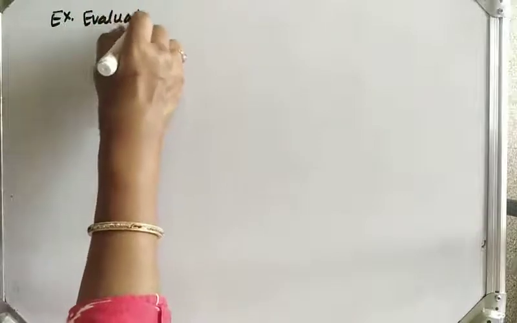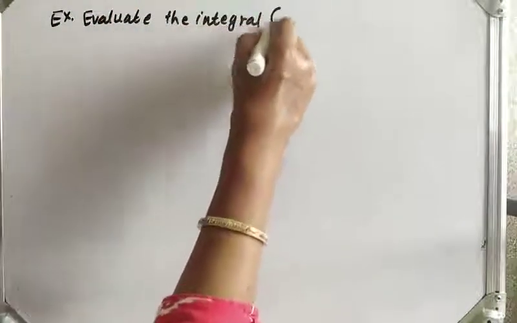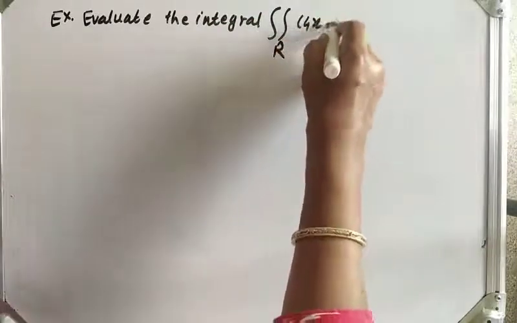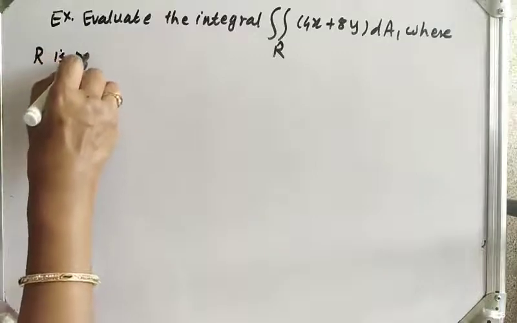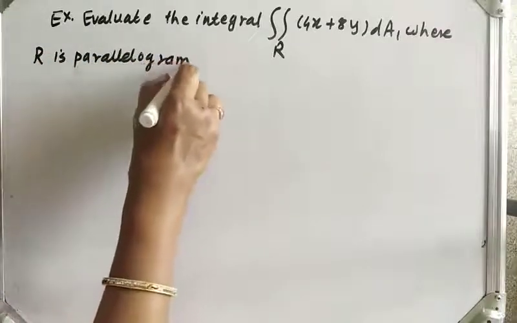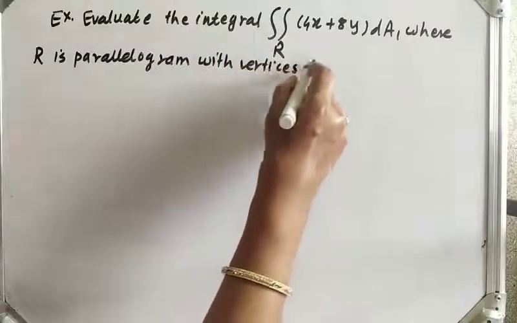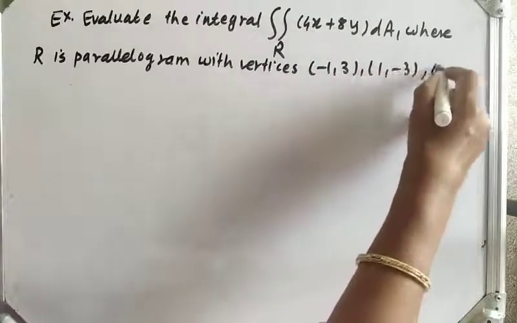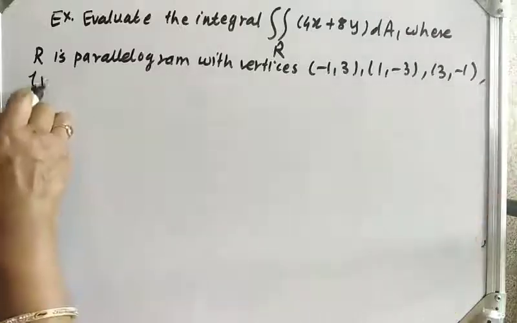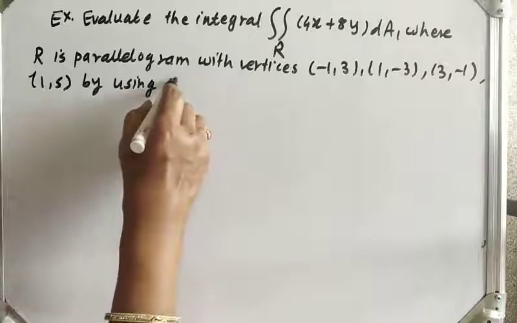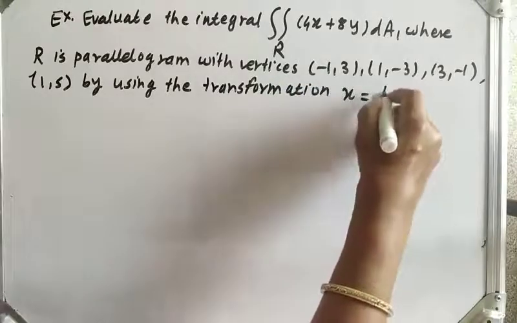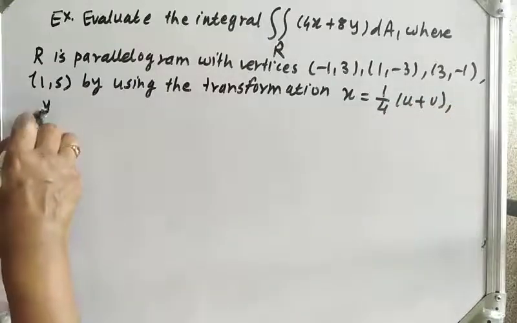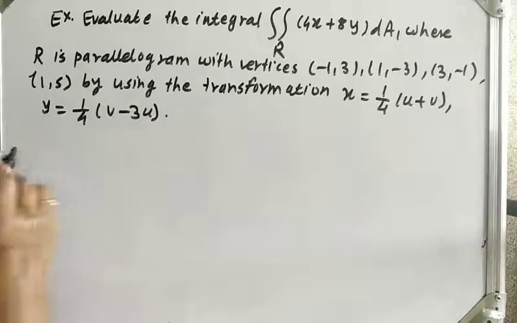So the example is: evaluate the integral, double integration over R of 4x plus 8y dA, where R is a parallelogram with vertices (-1, 3), (1, -3), (3, -1), and (1, 5), by using the transformation x is equal to 1 upon 4 (u plus v), y is equal to 1 upon 4 (v minus 3u).